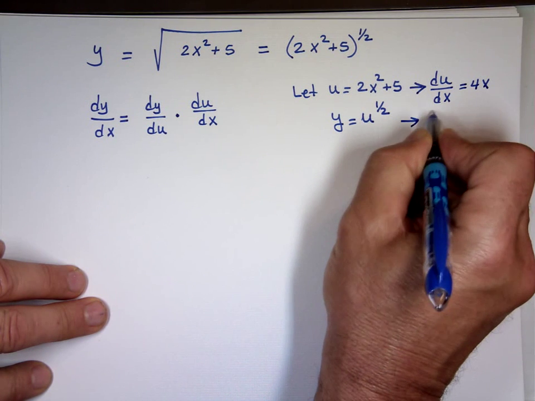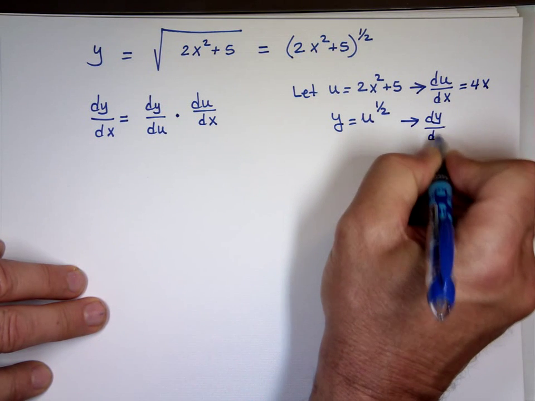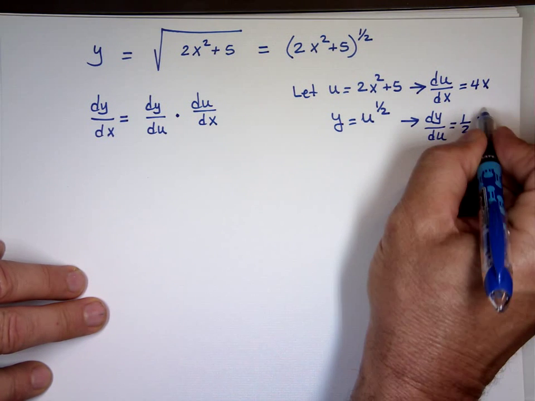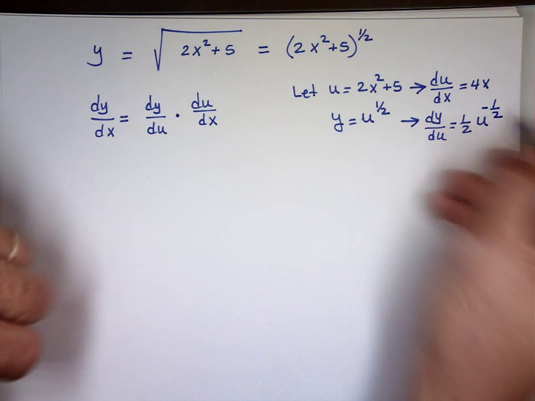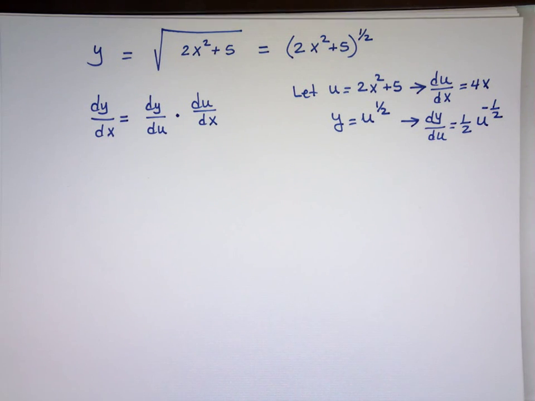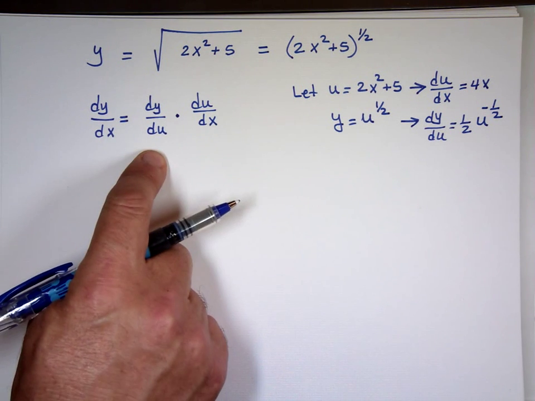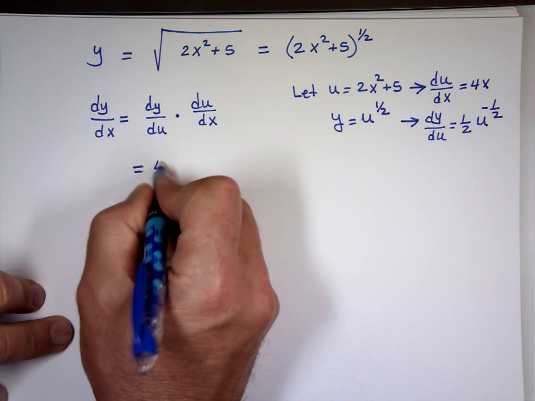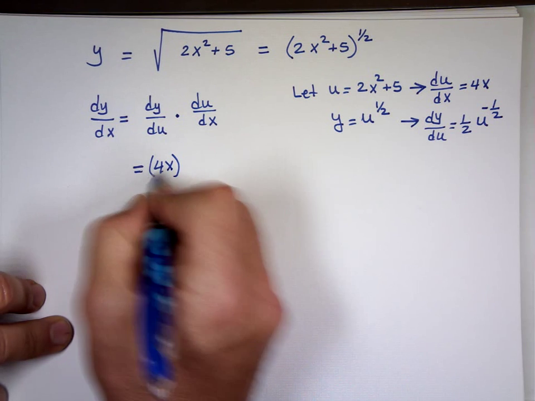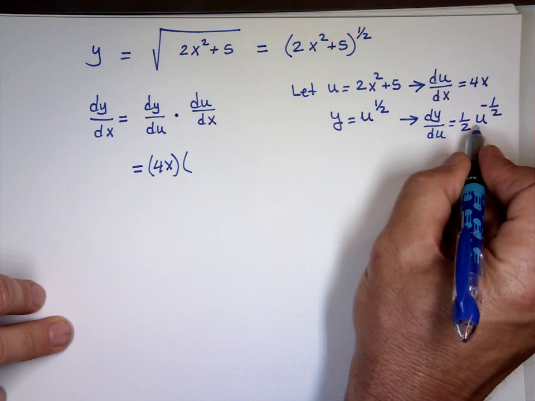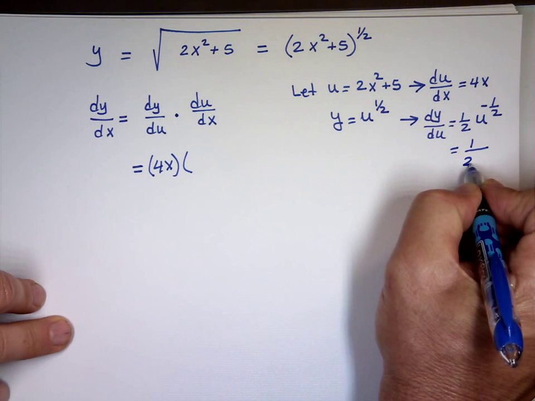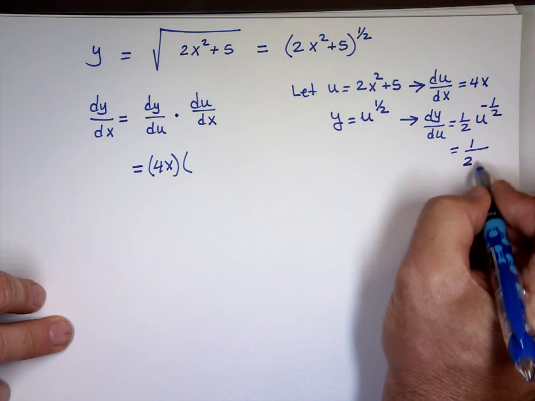Let's find the derivative of this, dy/du. It's 1/2 u to what power? Negative 1/2. Now come back to this and plug them in. What is du/dx? 4x. And if you clean this one, just mathematically, that's 1 over what? 2. Isn't that u to the 1/2 in the bottom, or the square root of u?